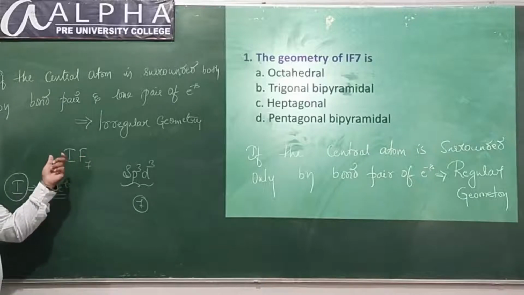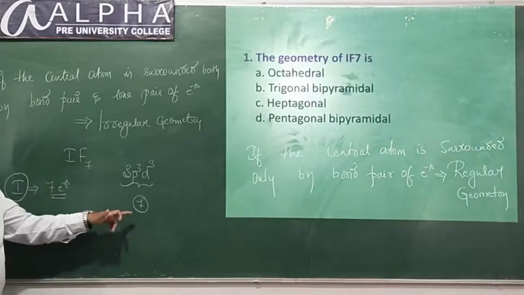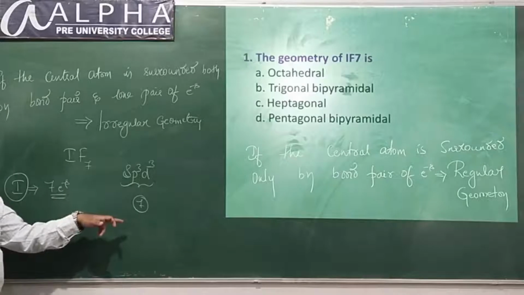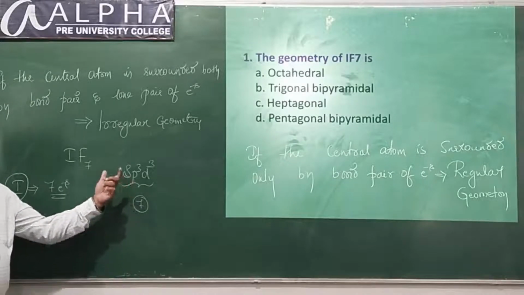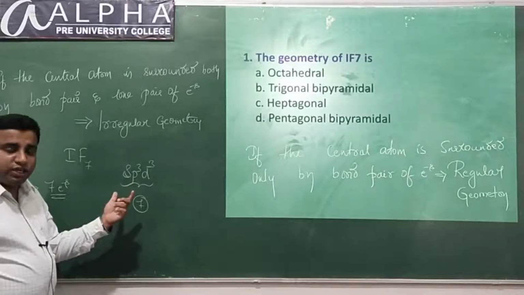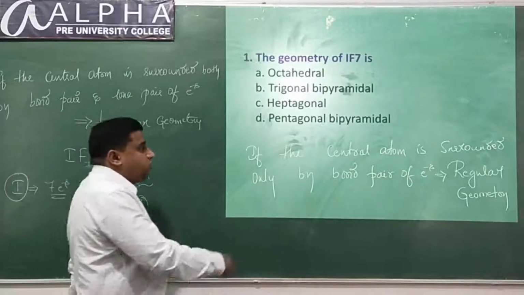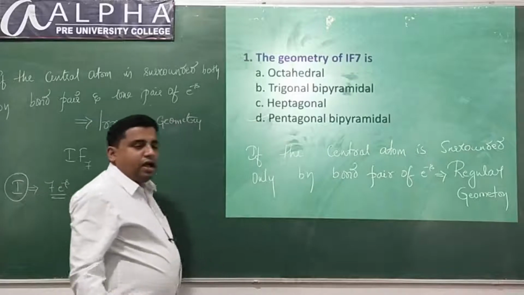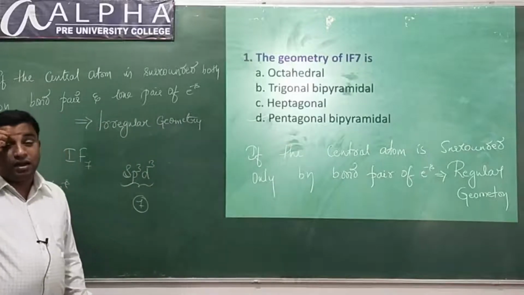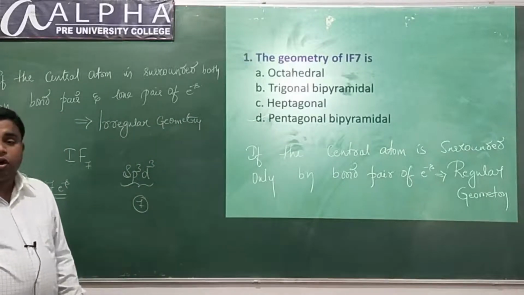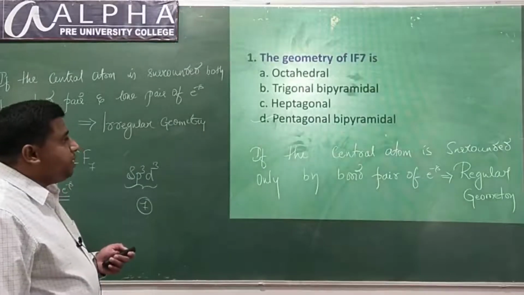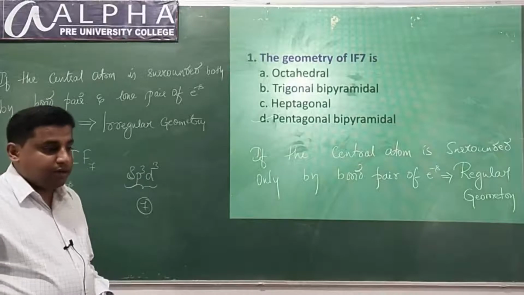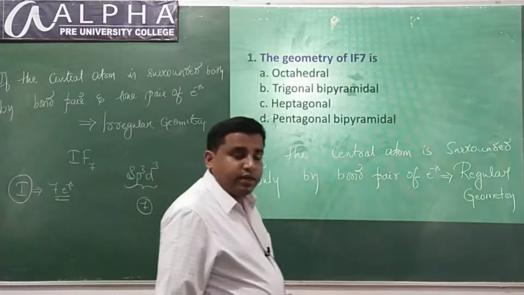Then how many hybrid orbitals are there in iodine? 7. If there are 7 hybrid orbitals in iodine, what type of hybridization? sp3d3 hybridization. If it is sp3d3 hybridization, what is the geometry? Of course, the geometry is going to be pentagonal bipyramidal. Are we clear? The answer for the students is pentagonal bipyramidal. Shall we go with the next question?